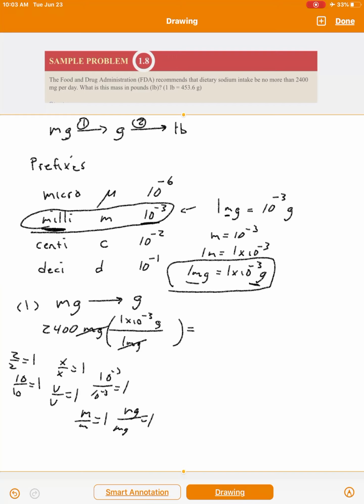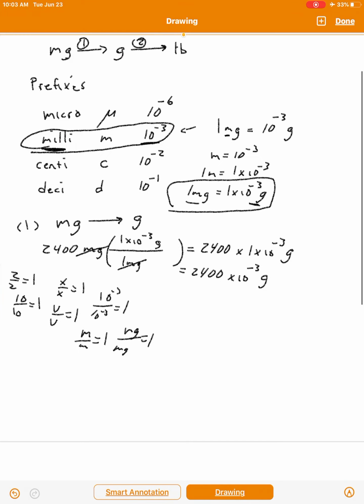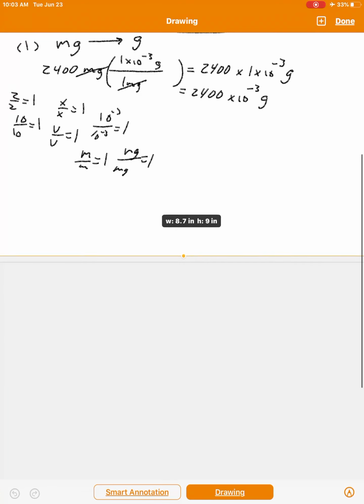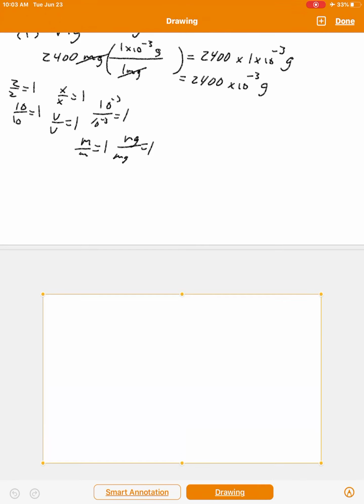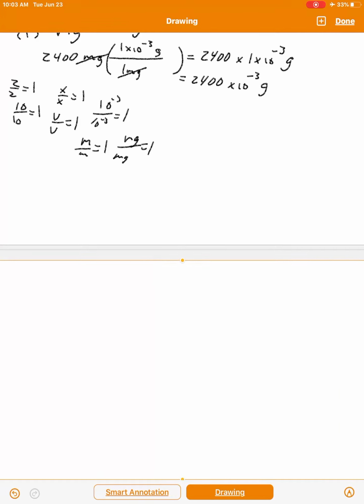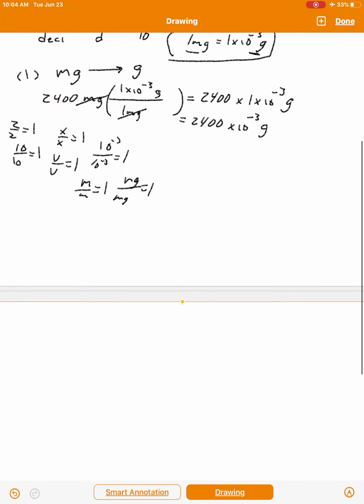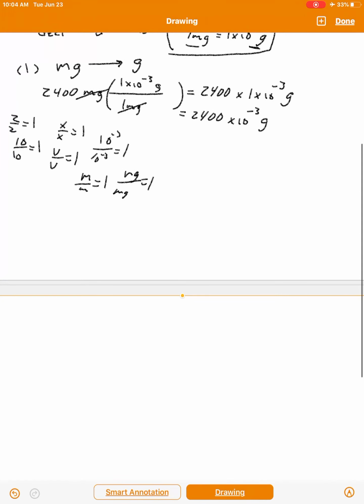So now this becomes 2,400 times 1 times 10 to the minus 3 grams, right? Because the milligrams cancel. Now, if it's times 1, we don't have to write times 1. So this is the same thing as 2,400 times 10 to the minus 3 grams. Okay? That's our first step. Now we're going to do the second step. As I said, this one requires two steps. We have our intermediate step, 2,400 times 10 to the minus 3 grams.